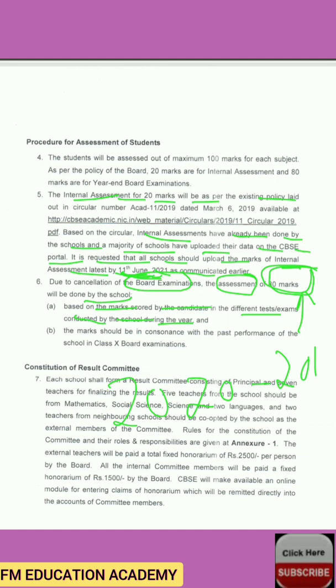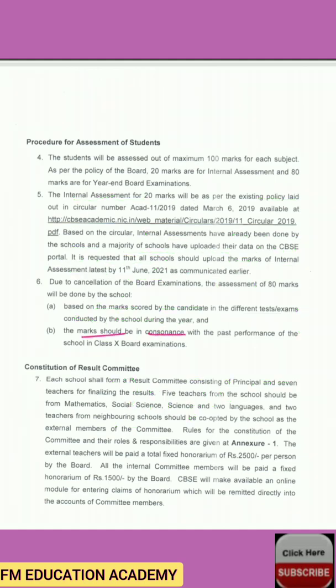will be allotted. And the marks should be in agreement with the past performance of the school in class 10th board examinations. What type of pass percentage the schools used to get, those type of passing marks should be there this year also in the school, to avoid partiality and to do justice.